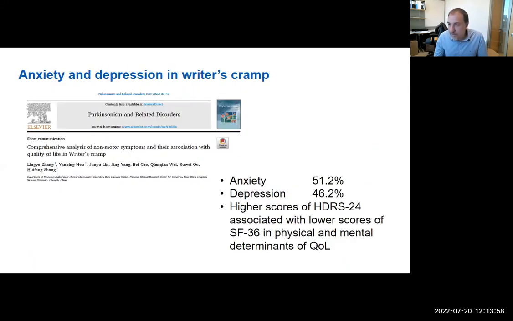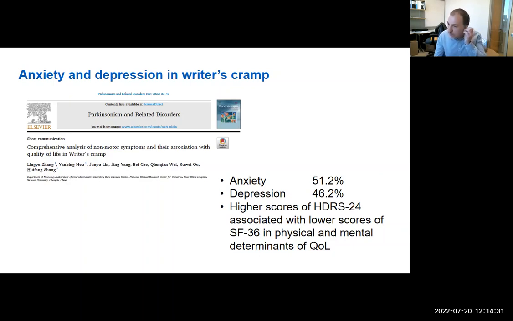Even in writer's cramp, not only in cervical or cranial dystonias, we can find an important coexistence of anxiety and depressive symptoms, clinically relevant symptoms or disorders. You can see that the frequencies range between 46% and 51%. And importantly, higher scores of depression severity are associated with lower scores of physical and mental determinants of quality of life, even in people with writer's cramp.